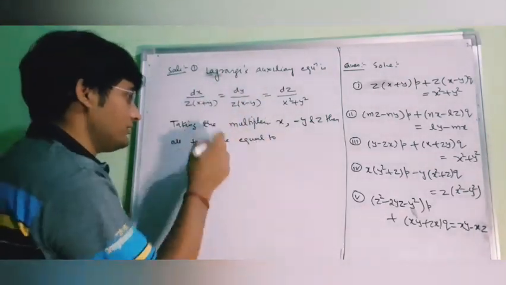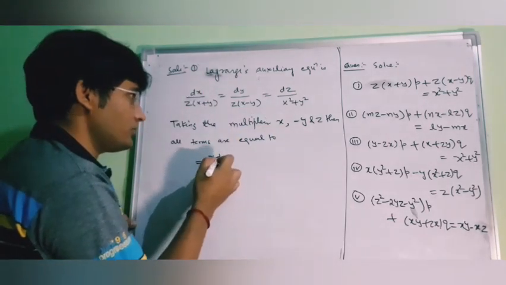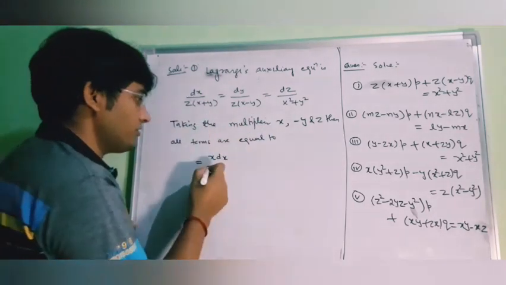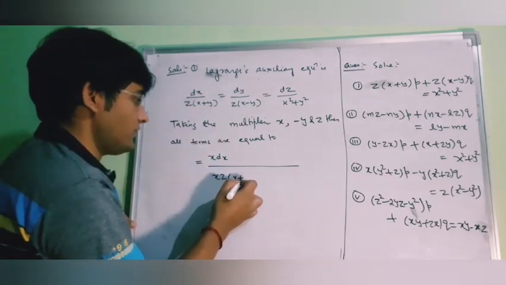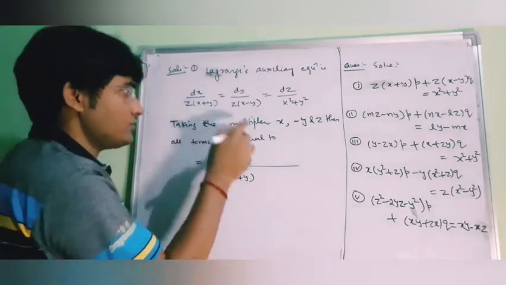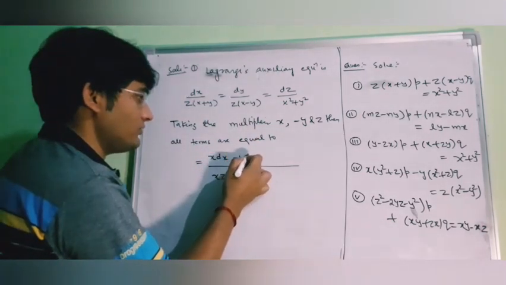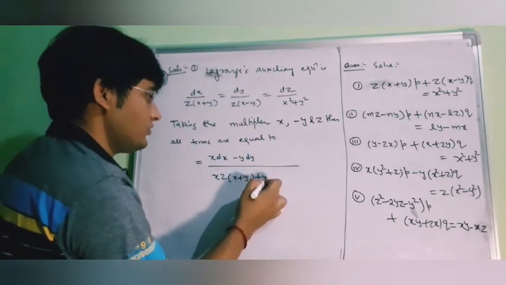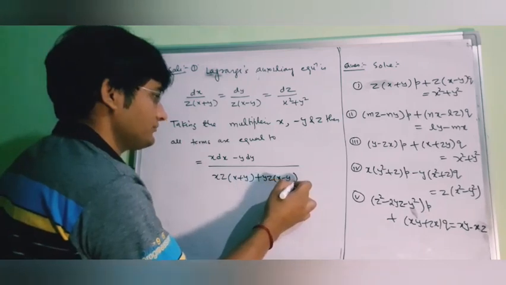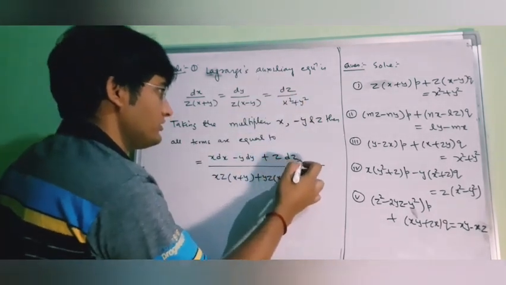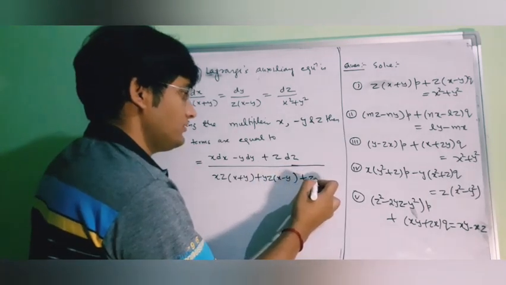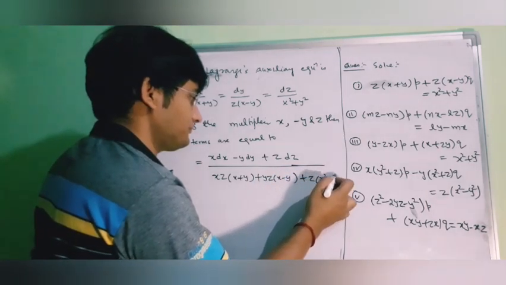So let us multiply the numerator by x. So this will be x dx and its denominator will be xz(x plus y). Now if you multiply this one by y, we will get minus y dy, and here we will get yz(x minus y). Then the third term, if you multiply this term by z, we will get z dz, and here we will get z(x square plus y square).